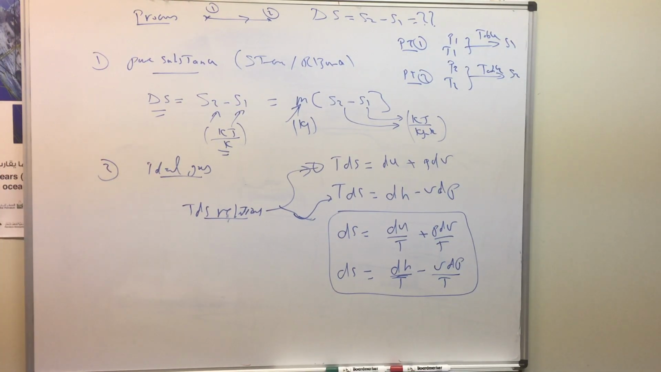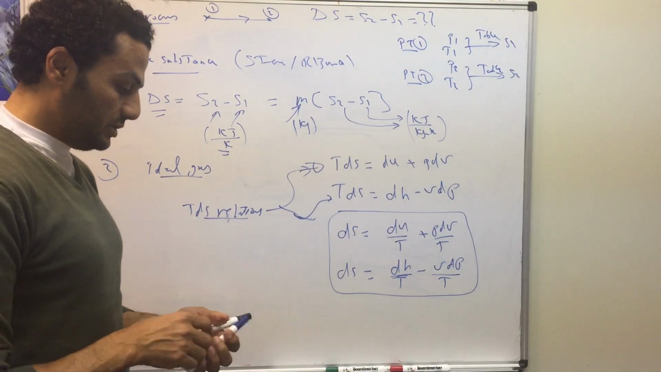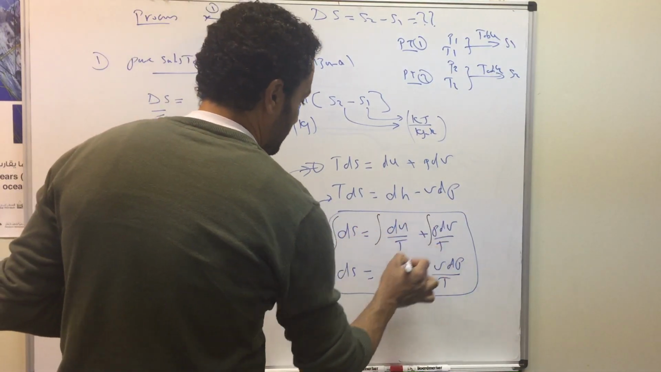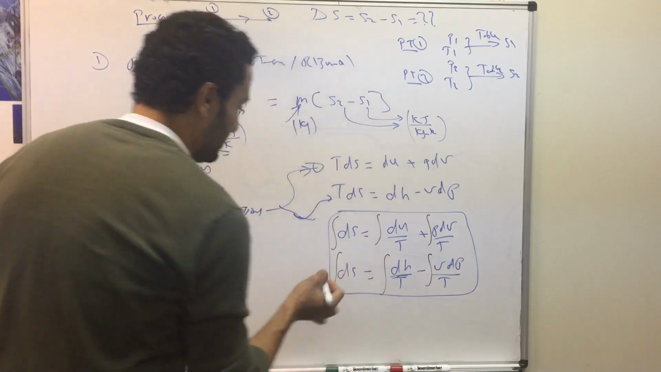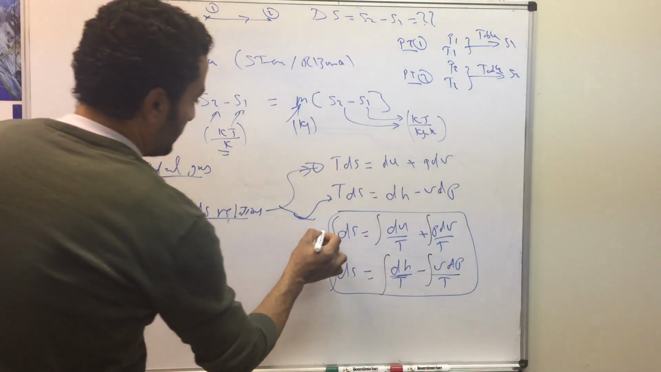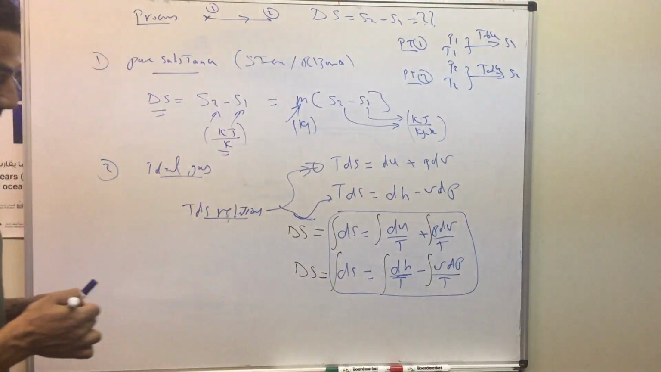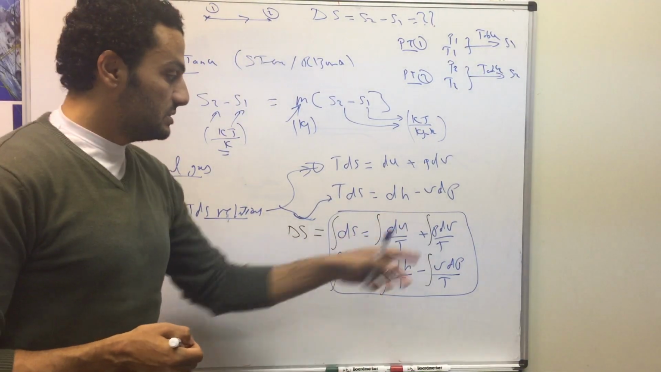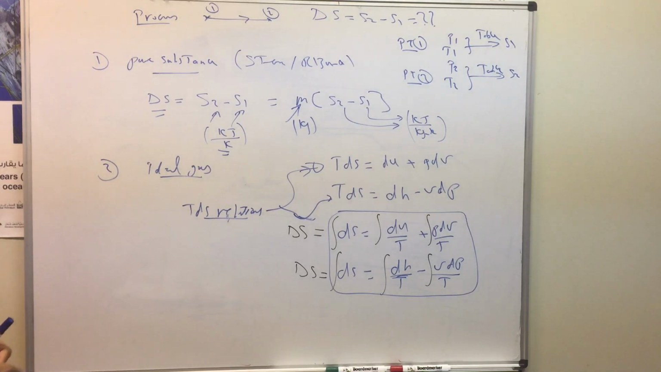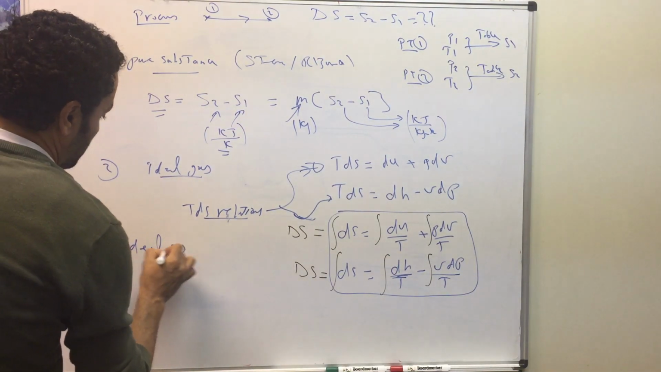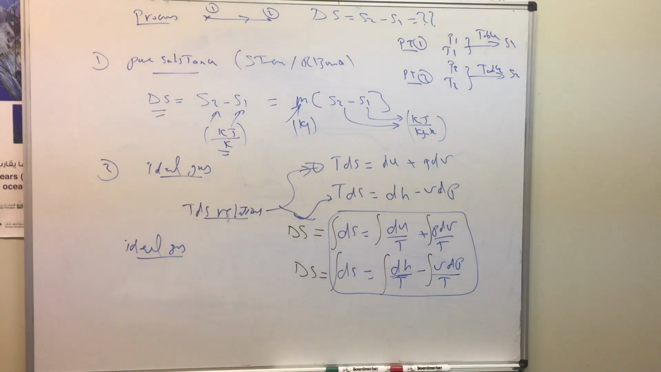And in order actually to calculate ds, we have to do the integration. So we have to integrate here in order to calculate the total exchange of entropy, which is delta S, which is S2 minus S1. Delta S is equal to the integration of delta U divided by T plus PdV divided by T. But in case we do have an ideal gas, as we said, in case we do have an ideal gas.